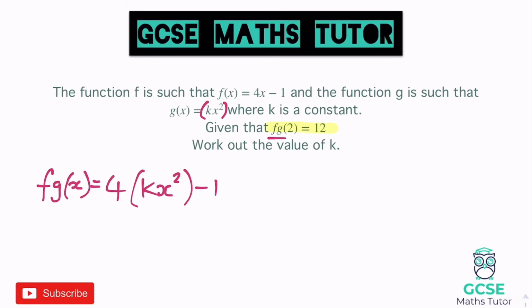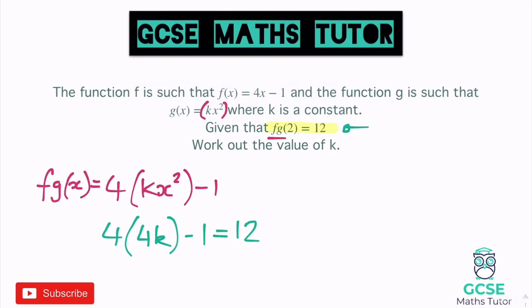There we go. Okay, so putting 2 in place of x now, let's see what we get here. We get 4 lots of, and we've got k lots of 2 squared. Now 2 squared is 4, so rather than writing k4, I'm going to write 4k. So 4 lots of 4k, and then take away 1. And it says that that equals 12. Again, I'm just getting the information from this little bit here. So we've subbed in 2, and that is equal to 12. So k lots of x squared turns into 4k, and now we've set it equal to 12, and we can go about thinking about our next step here.